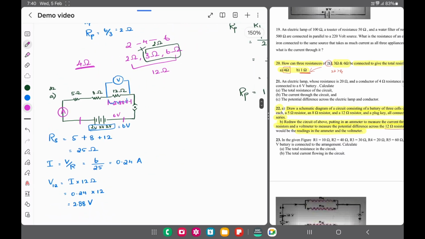Okay, so that's it with this question. So the diagram should be drawn correctly, and the ammeter should be connected in series. To measure potential difference, the voltmeter should be connected in parallel. Reason: the ammeter has low resistance, and the voltmeter has high resistance. Okay, so let's move on to the next question.